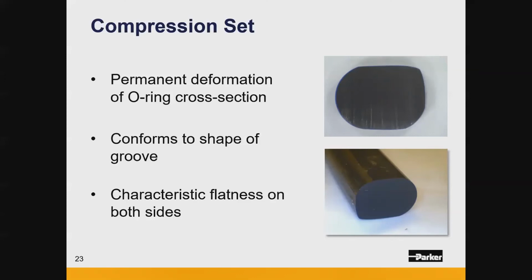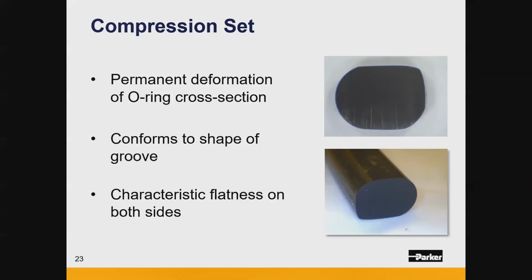So what that is, you have an original round shape, 103, 139 cross-section part, and after it's been in a groove and in application, you remove it and it has a squared off look or doesn't quite recover to its original shape. We would diagnose that as compression set.